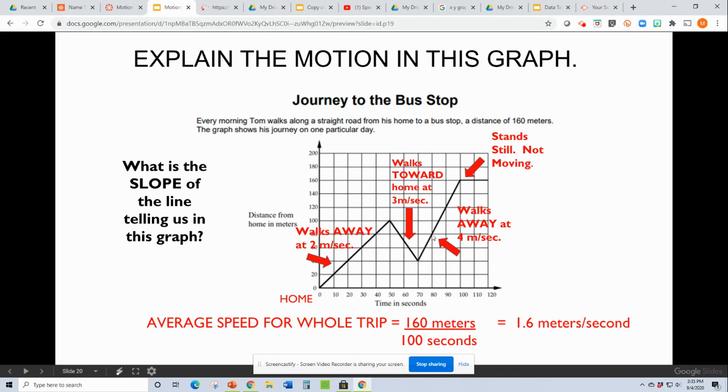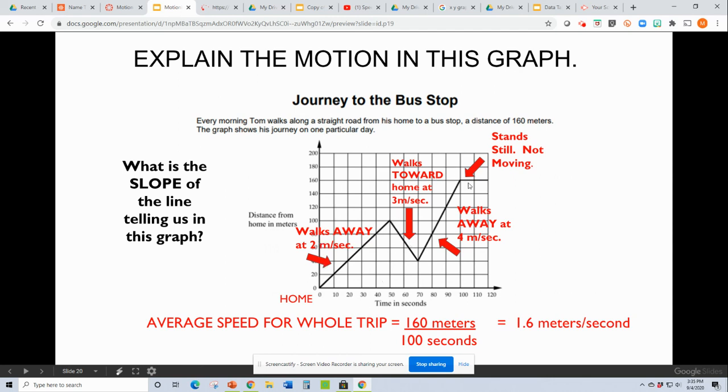And when I look at this, this looks steeper than this. The slope is steeper. And so that makes sense to me that this is faster, 4 meters per second versus 2 meters per second. And finally, he's standing still and not moving. It says he's going to a bus stop, so maybe he's standing there waiting for the bus. All right, now, what if I don't really, I don't know.